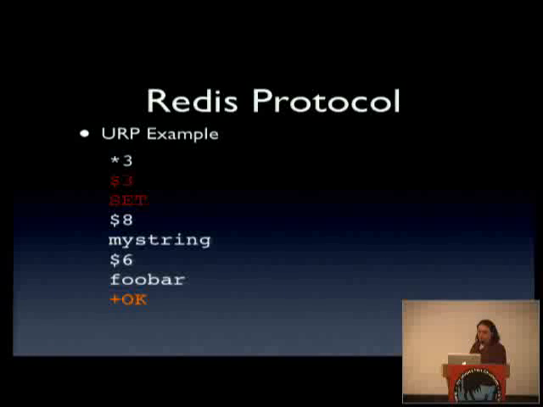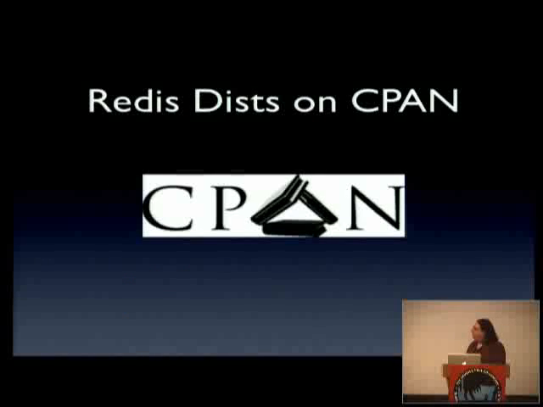In the URP, all messages that begin with a $ sign are a bulk message. So a multi-bulk message is made up of several bulk messages. And this is a very simple syntax. All it says is this thing is 3 bytes, which it is, and we see SET, followed by an 8-byte thing, which is my string, followed by a 6-byte string, which is foobar. So all this is saying is set my string foobar, and we see the response from the server is OK.